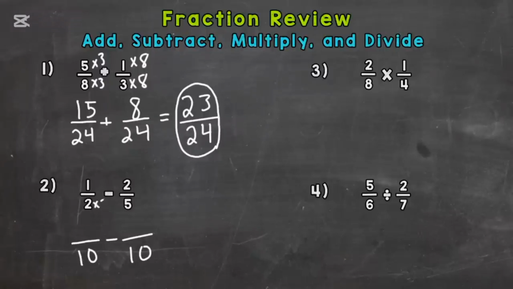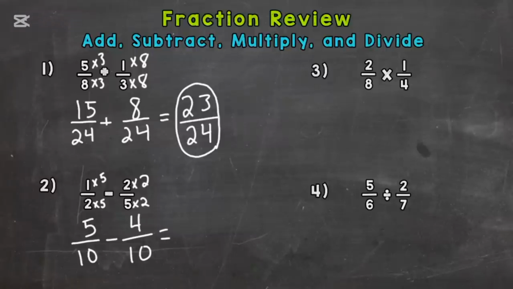I know 2 times 5 is 10. 1 times 5 is 5. So 1/2 is equivalent to 5/10. Now on to 2/5 here. 5 times 2 gives me that denominator of 10. So 2 times 2 gives me 4.